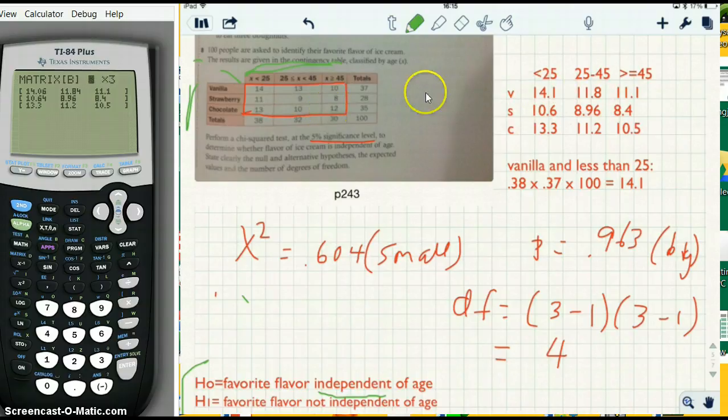And so now, are these values so different than this that we are going to reject the null hypothesis, that they're independent? And we'll do that by looking at the chi-squared value and the p-value.